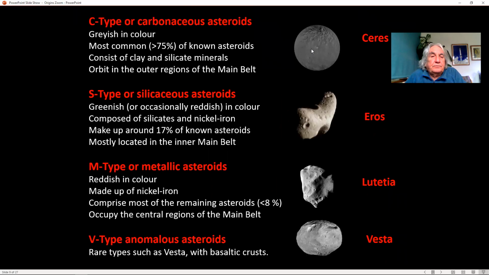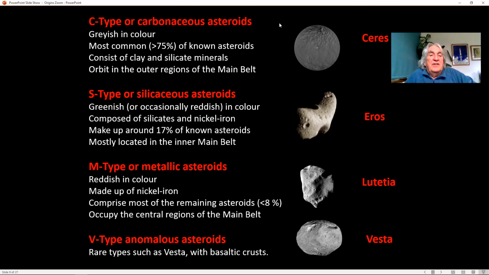Now they're classified. These are the four major groups of asteroids that we're aware of. Incidentally, the asteroids are named in order of when they were first discovered. Ceres was the first to be discovered, so astronomers generally refer to it as 1 Ceres and so on. Vesta was the fourth to be discovered, generally referred to as 4 Vesta.